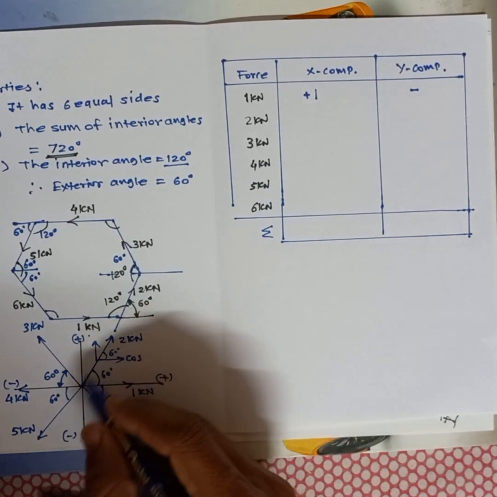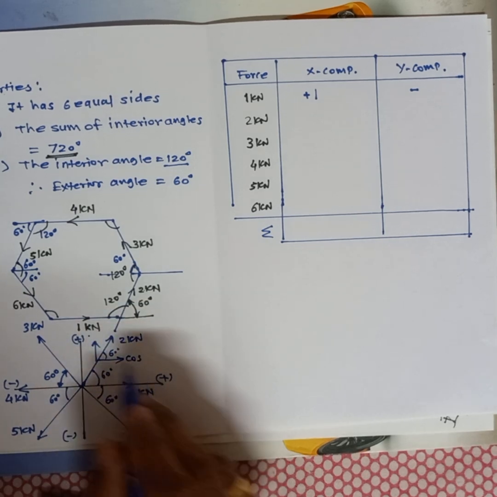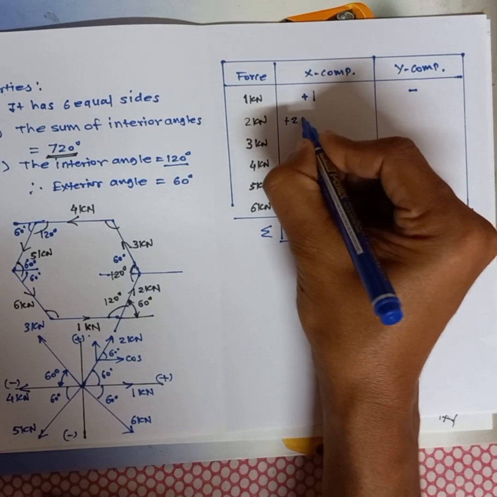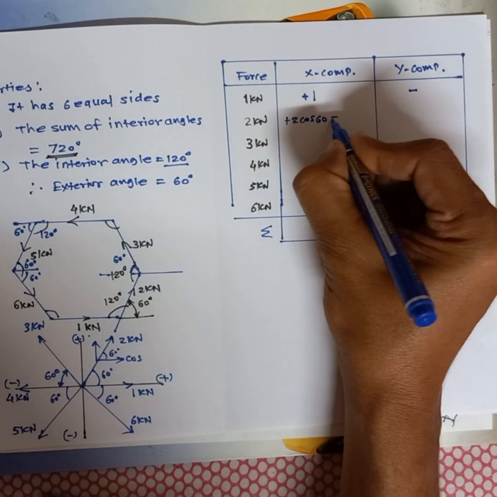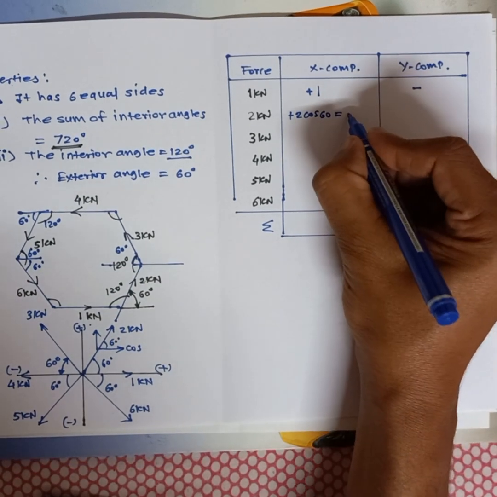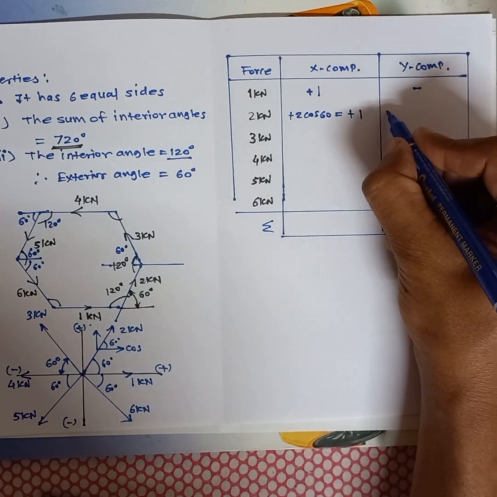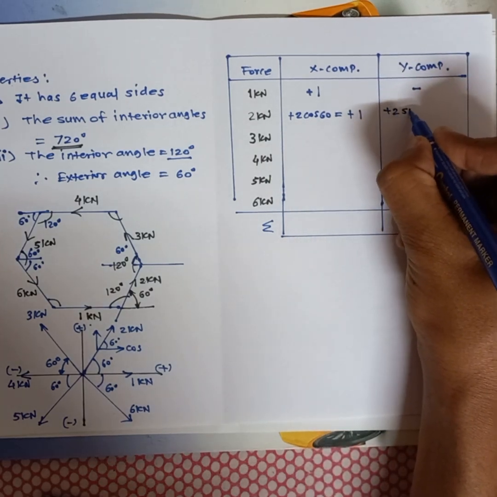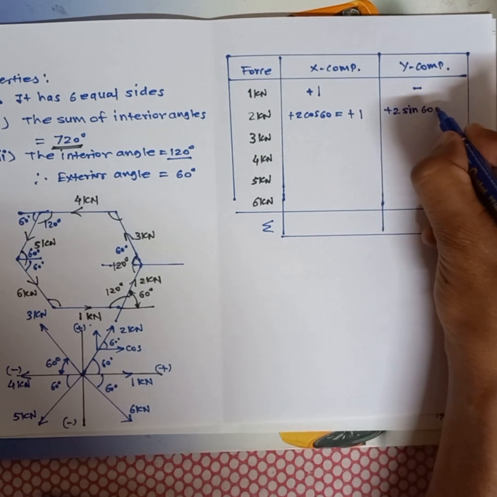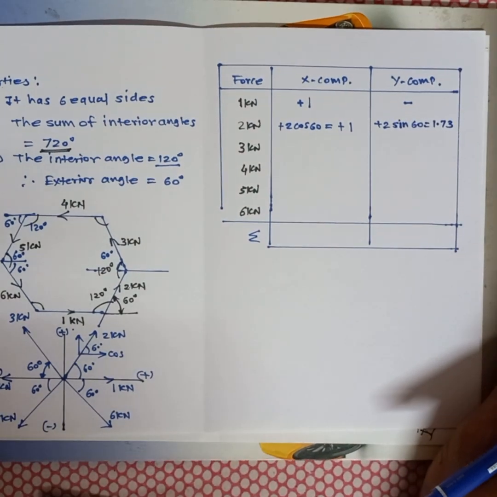So the 2 kilonewton force is in first quadrant, so both the components are plus plus. I am writing plus 2 cos 60. Simply solve on calculator, you will get 1 kilonewton, so it is plus 1. Then y component is plus 2 sine 60, right, and it is coming 1.73. You can solve on calculator and check.